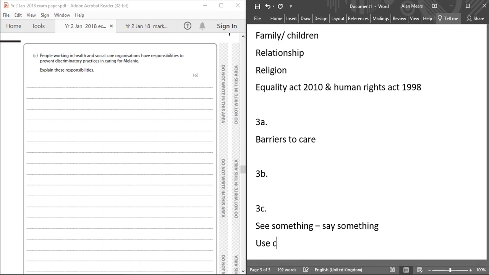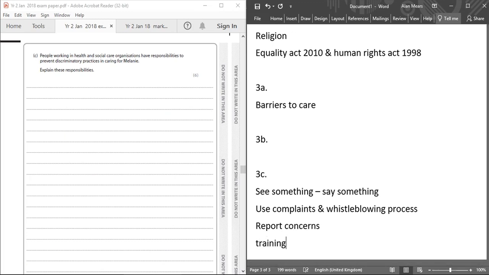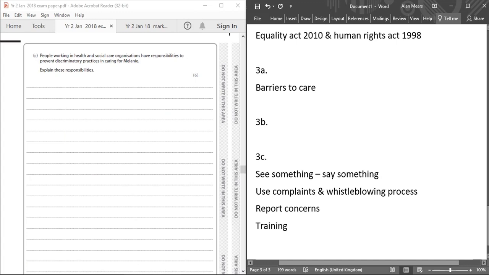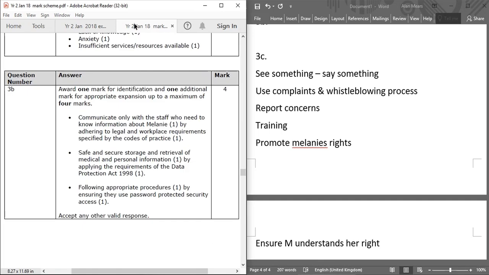Obviously, use complaints and whistleblowing processes, report concerns. Again, you want to engage in training, promote Melanie's rights, ensure Melanie understands her rights. These would all be things you could be doing to promote anti-discriminatory practice, and that's your responsibility.